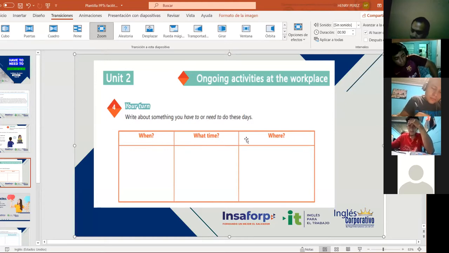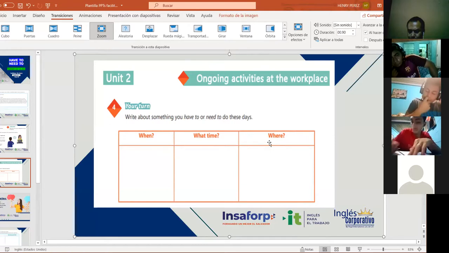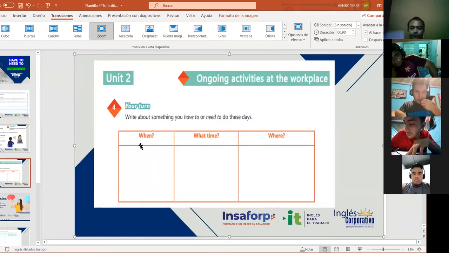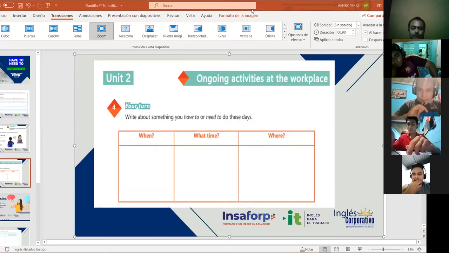You have here when, what time, where. So hay tres columnas aquí. ¿Cuándo? ¿A qué hora? ¿Y dónde? Can someone, alguien se puede decir ahorita, vamos a ver un reto aquí. Alguien quisiera darme algo que contenga las tres categorías. Teacher. Yes. ¿Cómo sería cortarme el cabello? Ok.